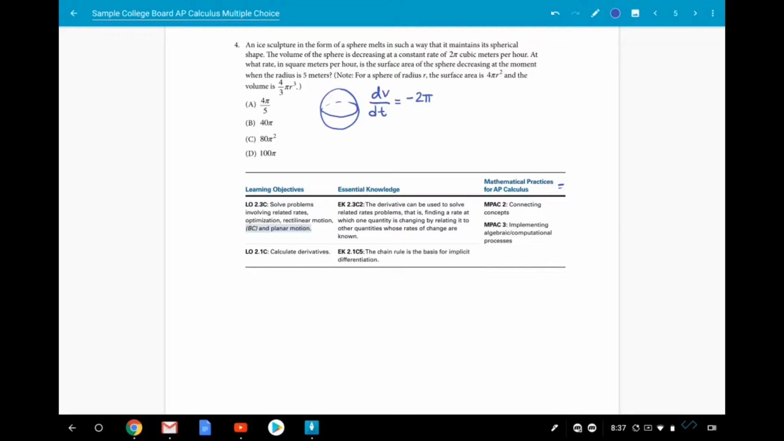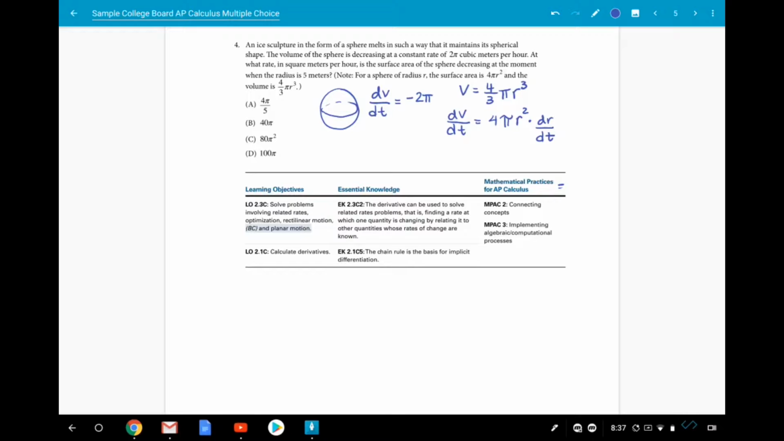So we're going to want to look at the original volume formula first, 4/3 pi r cubed, and then take the derivative of that with respect to time and substitute the -2 pi to see if we can come up with any unknowns. So dV over dt is equal to, bring down the 3, 4/3 times 3, that's just 4 pi r squared, and don't forget to multiply by dr over dt.